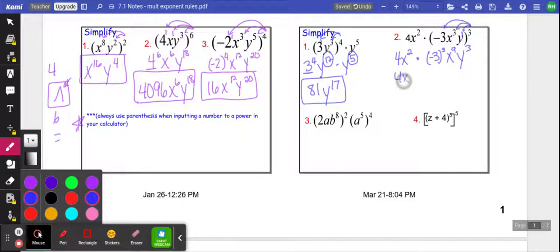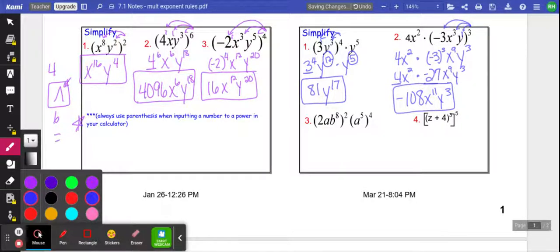So 4x squared, I'm still not going to touch. Again, put this in parentheses, but negative 3 to the 3rd would be negative 27. X to the 9th, y to the 3rd. Okay, now it's multiply. So I have to multiply 4 and negative 27, which gives me negative 108. Okay, x's are going to be added. So 2 and 9 makes x to the 11th. And then y to the 3rd doesn't match anything, so it stays by itself.